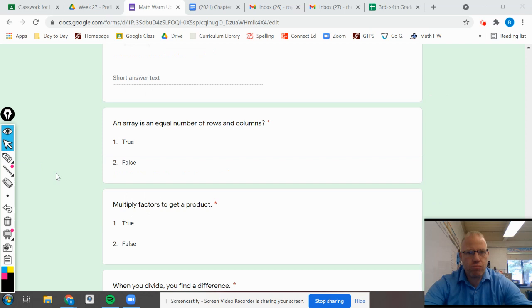Okay. An array is an equal number of rows and columns. It's multiplication. Equal number of rows and columns. An array is a number of rows and columns, but they don't have to be equal.